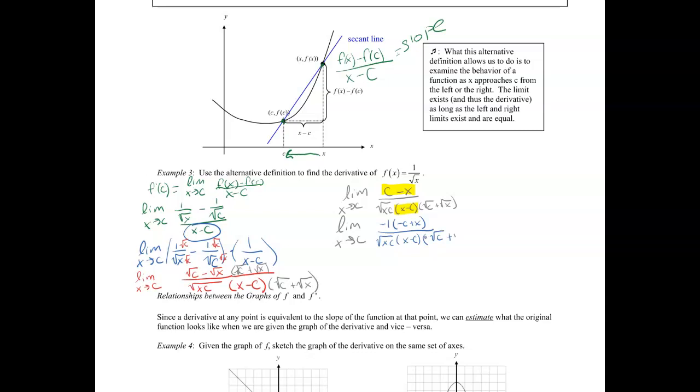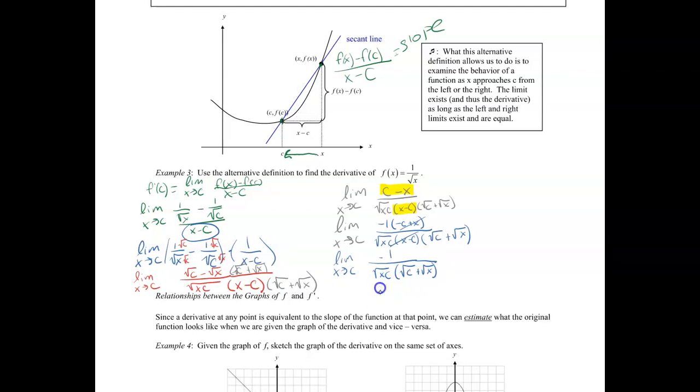Square root of c plus square root of x. So now I see that, hey, my top and bottom factors both cancel. They go away. Cool, cool. So all that I'm left with is the limit as x approaches c of -1 over square root of x times c, times the square root of c plus square root of x. But my x is going to c, so anywhere that I see an x, I'm going to plug in a c. That's nice.